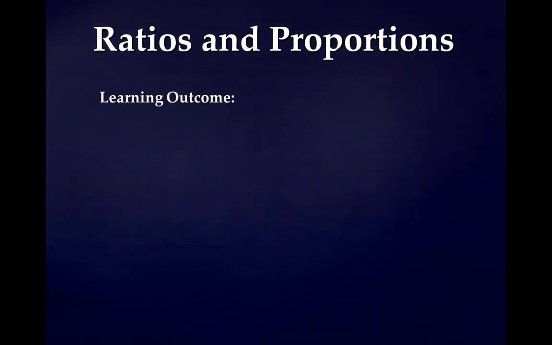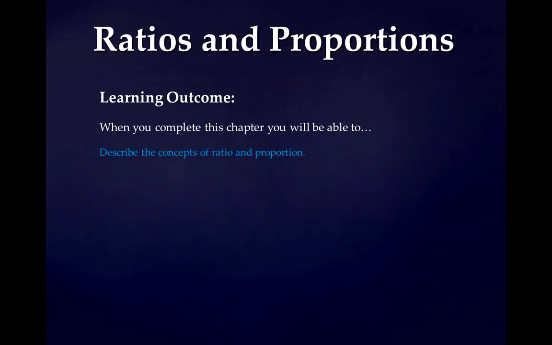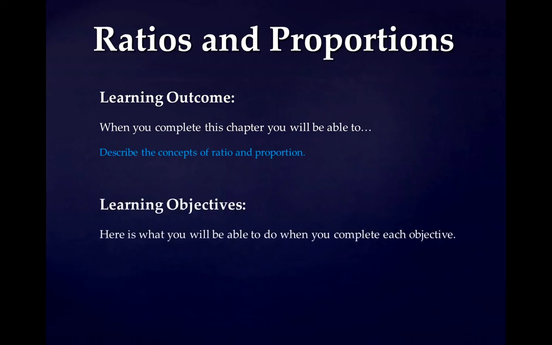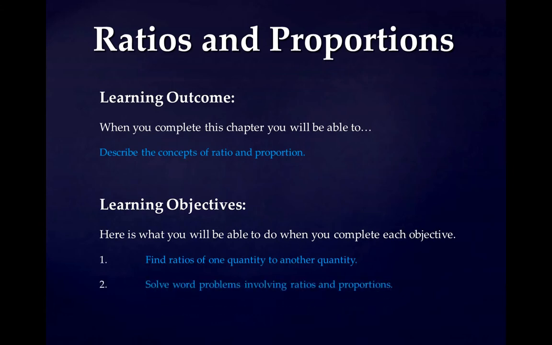Learning outcome. When you complete this chapter, you will be able to describe the concepts of ratio and proportion. Learning objectives. Here is what you will be able to do when you complete each objective. Find ratios of one quantity to another quantity. Solve word problems involving ratios and proportions.